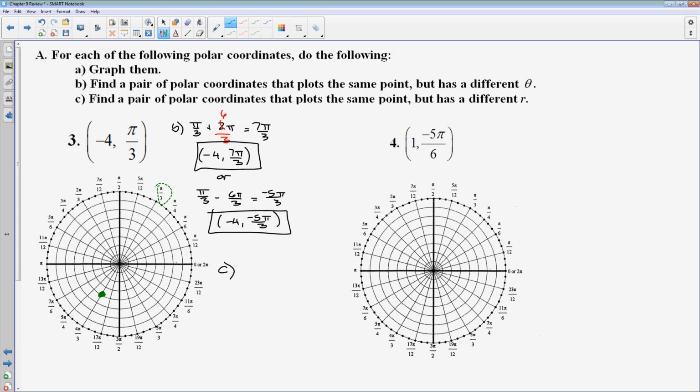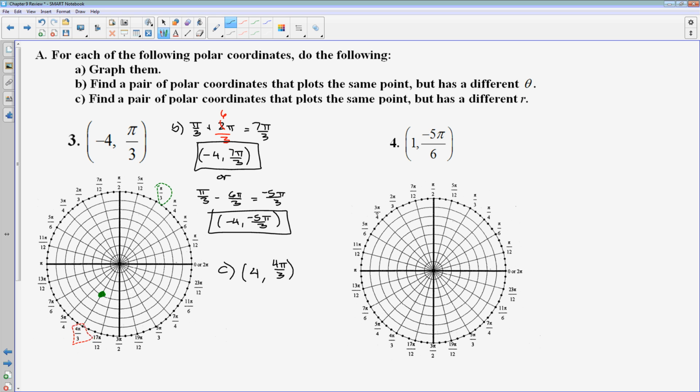Part C, a different R means I'm going to have to do the opposite of this one. So if it was negative 4, I'm going to have to do positive 4. And positive 4 means that's the angle we're running towards, and we're actually running towards 4 pi over 3. So 4 pi over 3. Good.